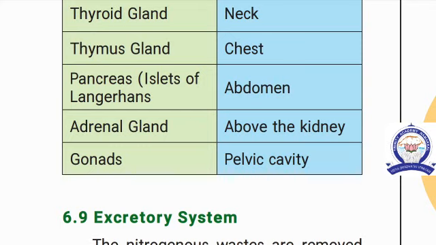Gonads. Gonads means testes and ovaries. Testes in a male, ovaries in a female. Both are called gonads. These are the sex glands. They secrete hormones. They are located in the pelvic cavity.